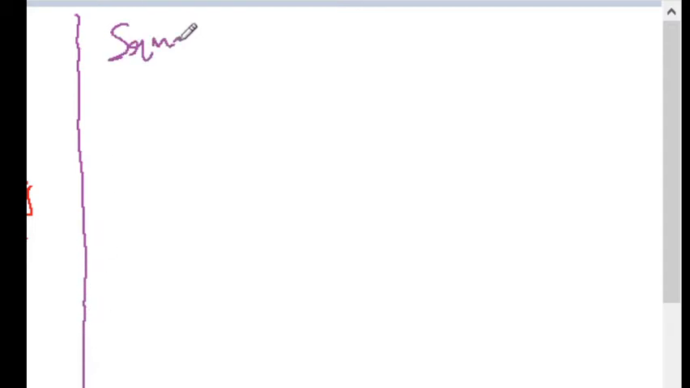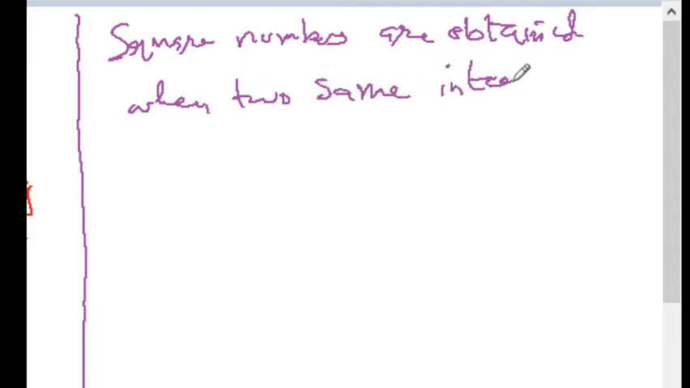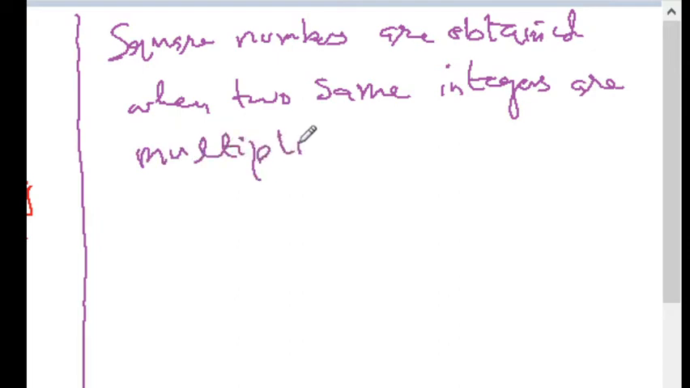Square numbers are obtained when two same integers are multiplied. Examples, more examples.